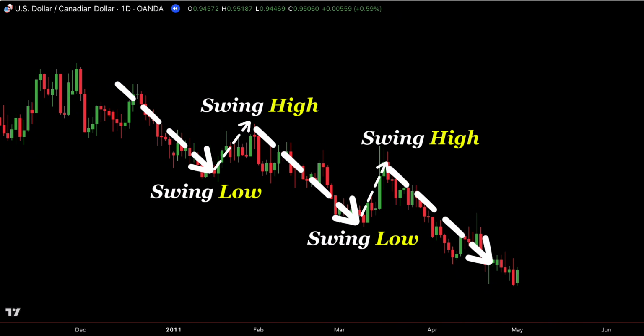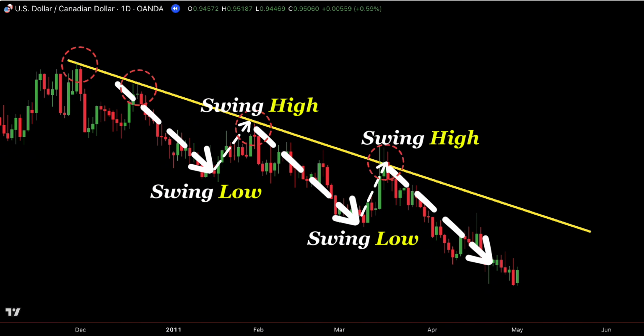To draw a trend line in a downtrend, connect the swing highs along the top of the move. This creates a clean downward sloping line that acts as dynamic resistance. This is where sellers are likely to step in again.